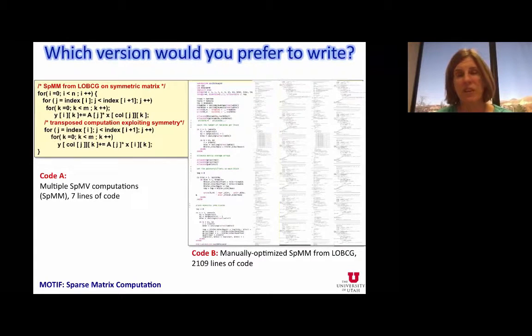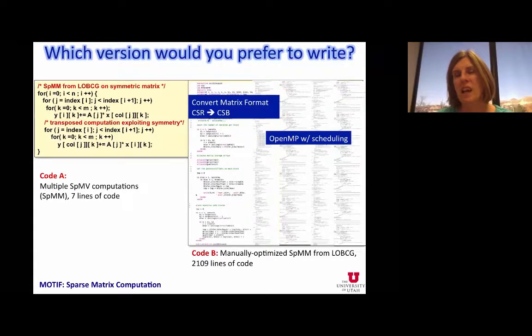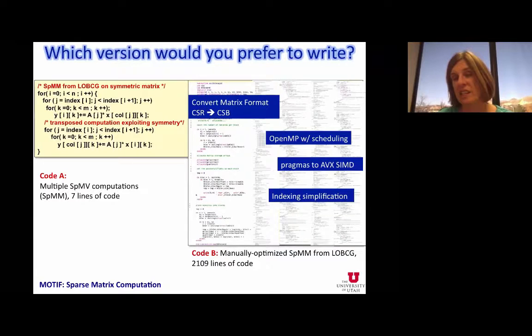So this is seven lines of code. And the manually optimized code from an application called Locality Optimized Block Conjugate Gradient is 2,000 lines of code to implement the same thing. And so what's going on there? There's matrix conversion. There's OpenMP with scheduling. There's pragmas to AVX. Simplification of the index expressions. And then 11 different block sizes and implementations, so different implementations corresponding to different matrix representations. So these are all pieces of code that are in applications from our various partners.